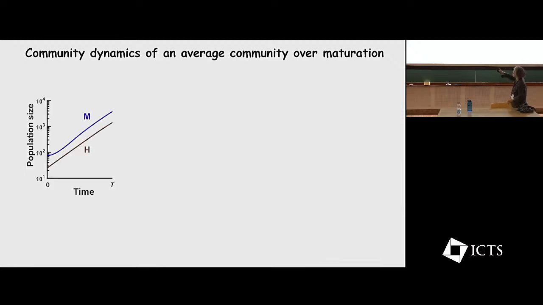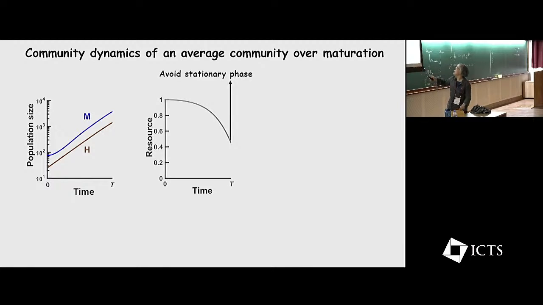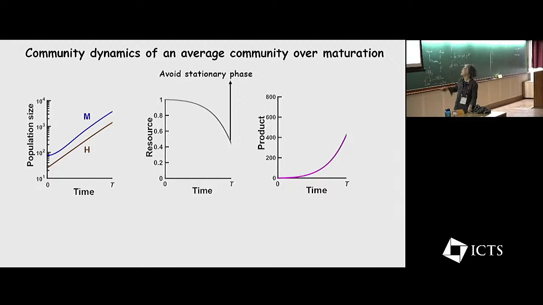Let me do this in a slower fashion, right? Suppose we consider community one. There's a manufacturer and a helper, they grow up like this. And at this point the resource will drop, because it's being consumed. At this point, because we want to avoid the stationary phase, we stop, because that's the end of the maturation period. And then the product will accumulate like this.